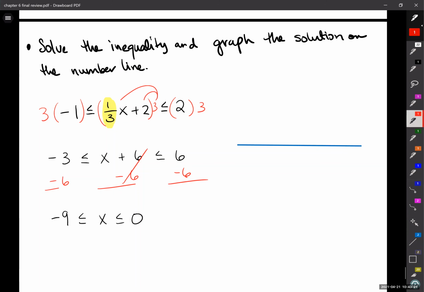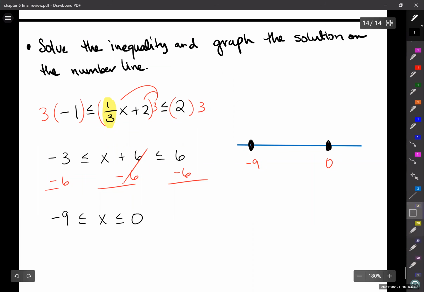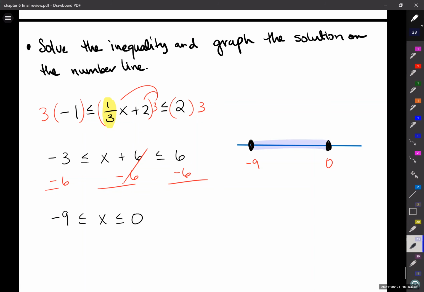Now remember, negative numbers are to the left of 0, so -9 is to the left. 0 is over here. Both of these are or equal to, so we do solid. And then x should be greater than -9, so to the right of -9, but at the same time less than 0, so to the left of 0. And that would get us this section. That brings us to the end of our chapter 6 review.